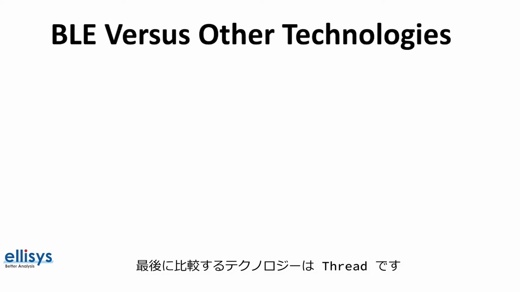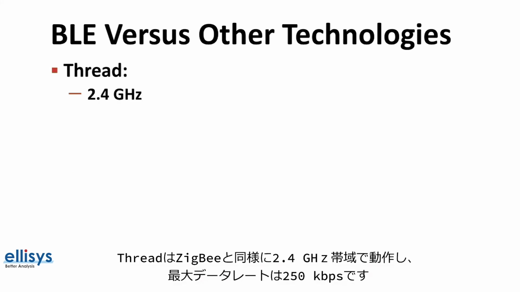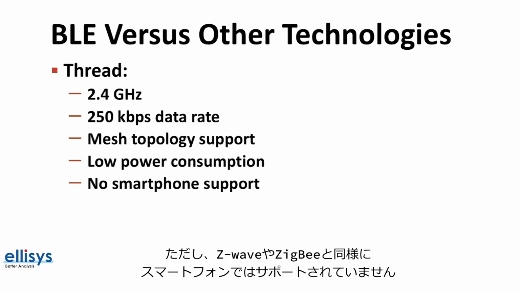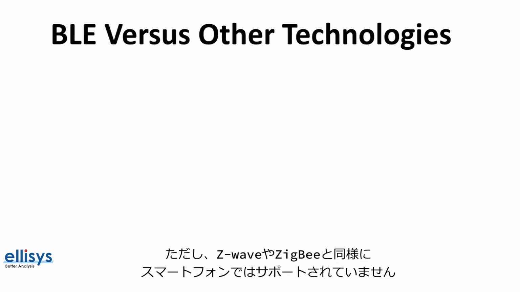The last technology we want to look at is Thread. Thread also operates in the 2.4 GHz spectrum, similar to ZigBee, and has a maximum data rate of 250 kilobits per second. It also fully supports mesh topology and has low power consumption. However, similar to Z-Wave and ZigBee, it is not supported on smartphones.